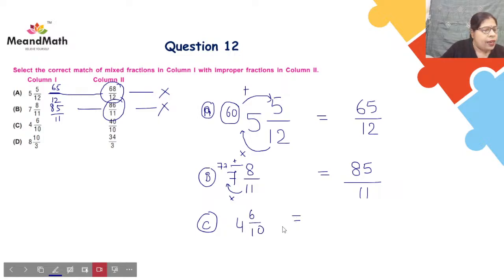Now, as you have understood this way of converting the mixed fraction into improper fractions, we'll be doing it directly. 10 fours are 40, 40 plus 6, this is 46 by 10. Do we have this option 46 by 10? Let's check. This is 40 by 10. Again, this option is wrong.